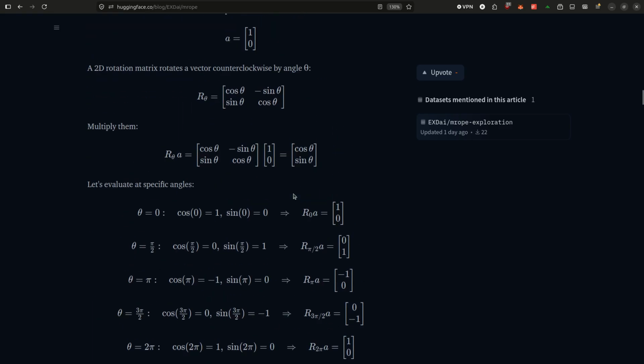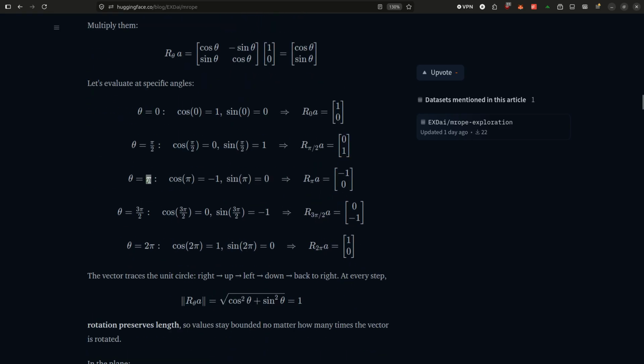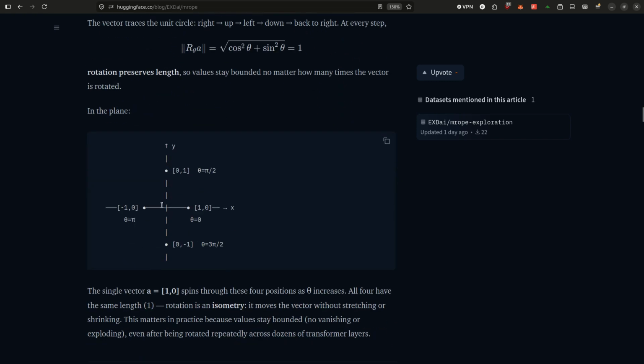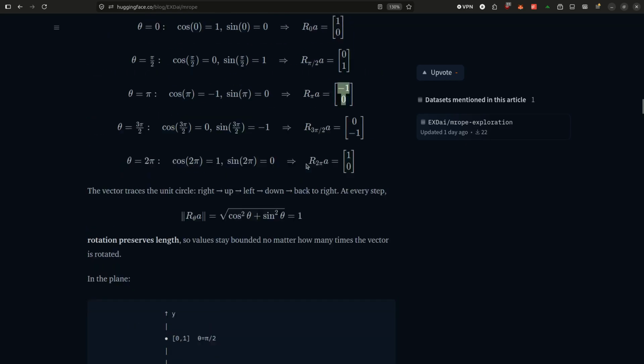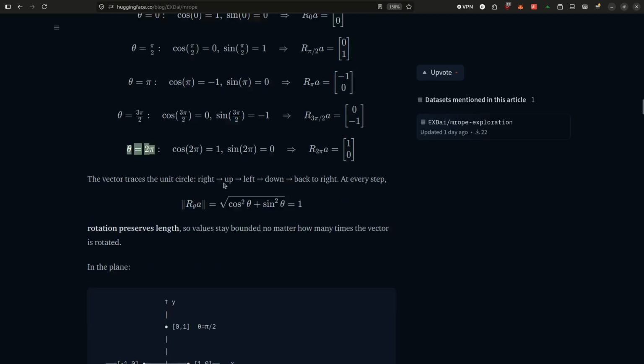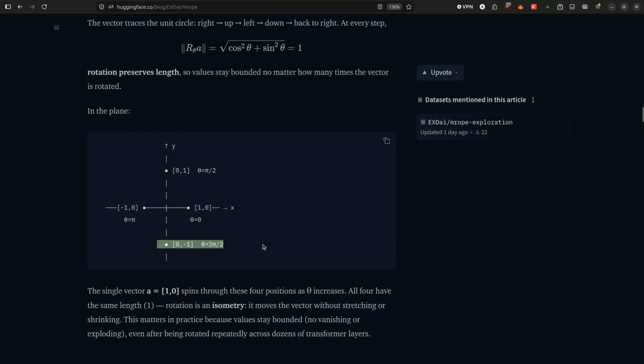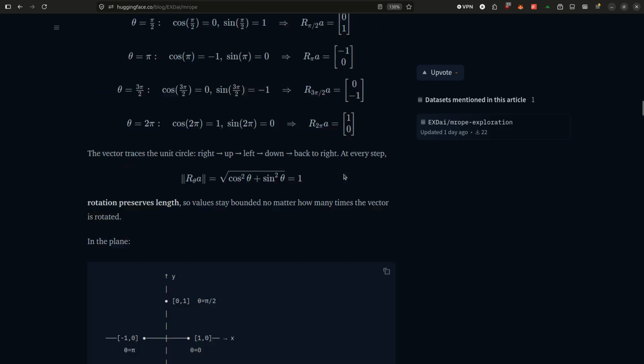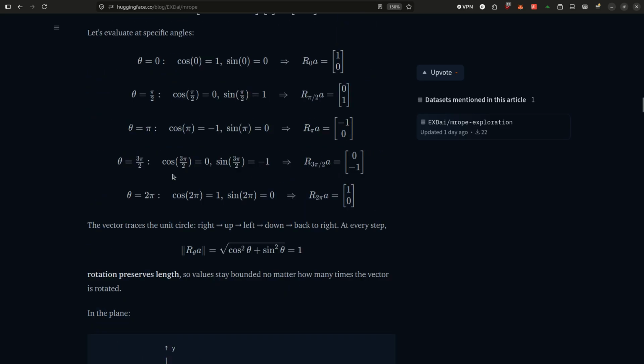All right. What happens if you rotate it by 180 degrees? You get -1, 0. So cos of pi is equal to -1, sine of pi is equal to 0. So you get -1, 0. And finally, there's one more step before a full rotation, which is 270 degrees. 180 plus 90 is 270.